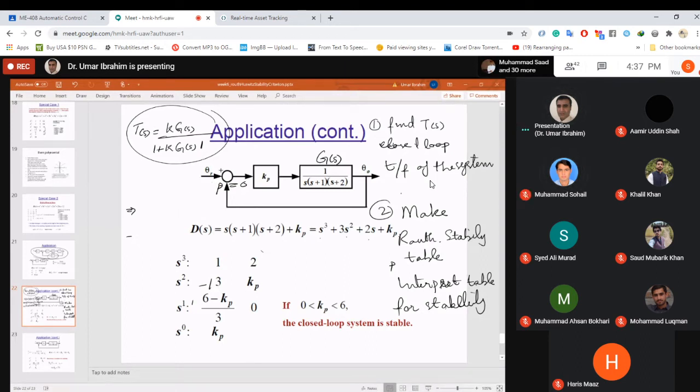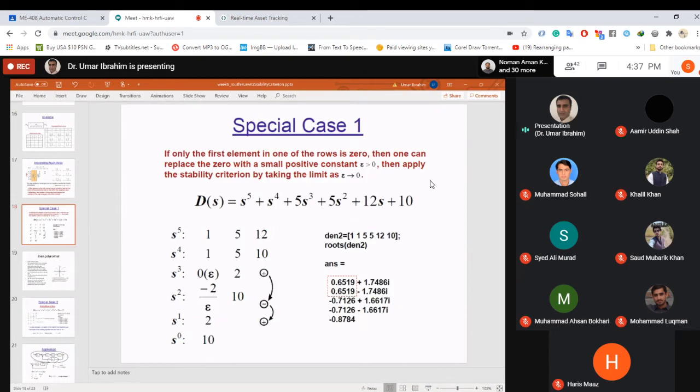Yes, sir. So find the closed loop transfer function. You are telling first step should be find the characteristic equation of the closed loop transfer function. Okay? Characteristic equation of closed loop transfer function. So we just did step number 1. Step number 1 is to find the closed loop characteristic equation of a transfer function. Step number 2 is to make the Routh stability table. Okay? For that, we'll come back here.